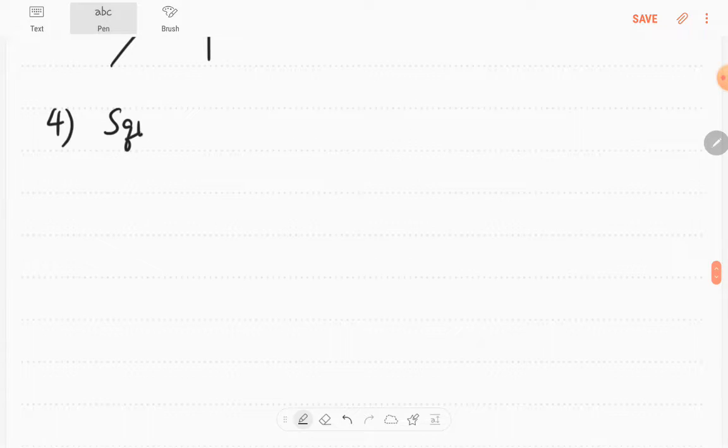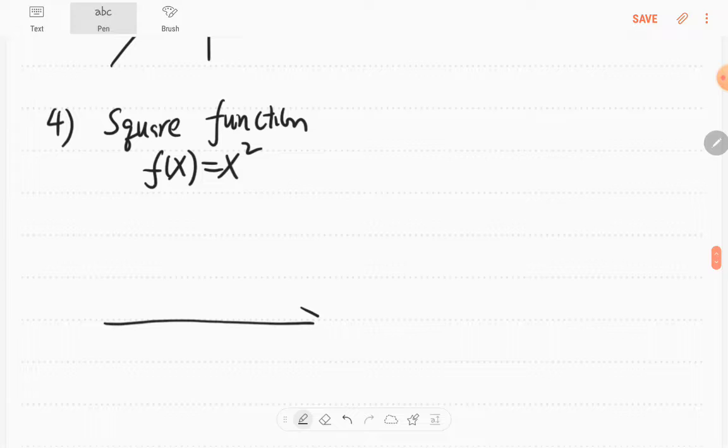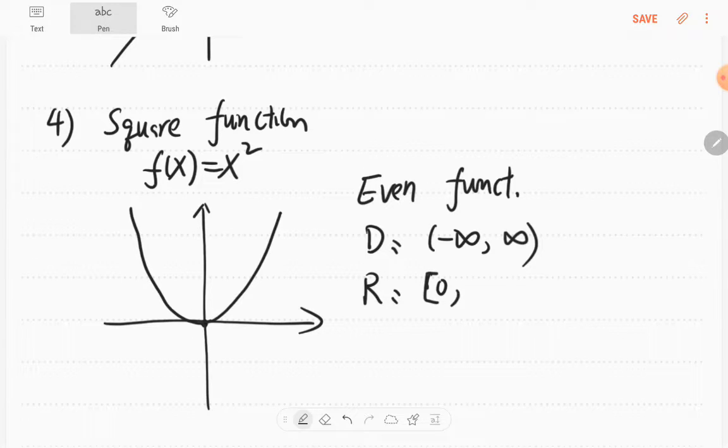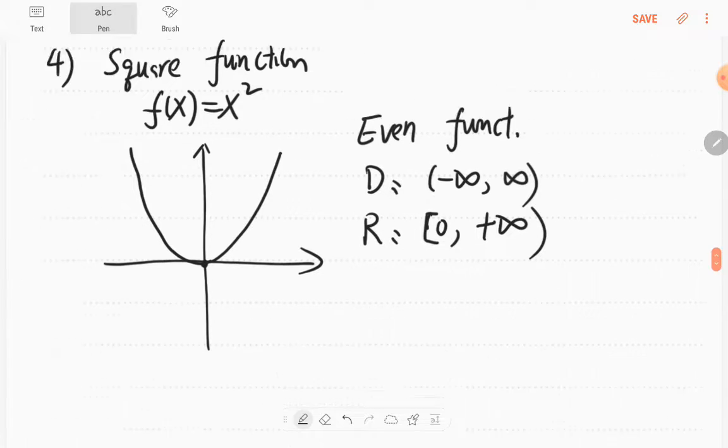Next is the square function. The square function is f of x equals x squared. The graph will look like this. This function is an even function: if you replace x with negative x, it recovers the original function. It's symmetric with respect to the y-axis. The domain is negative infinity to infinity, since you can plug in all x values. The range, because the graph is above the x-axis, is from 0 to infinity. These are the y values corresponding to the points on the curve.